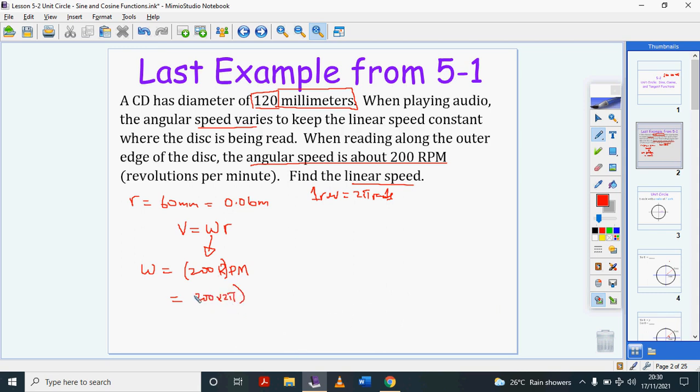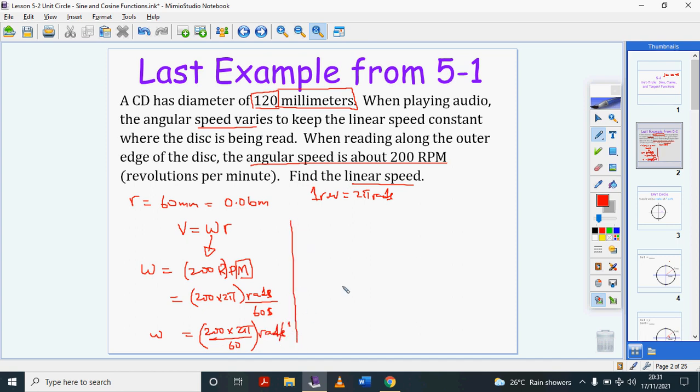2 pi radians. And remember, it was radians per minute, but instead of minute, I'm going to change this minute into seconds and now say radians per 60 seconds. So my omega, my angular velocity, is going to be 200 times 2 pi divided by 60. That is my angular velocity, and that answer is in radians per second.